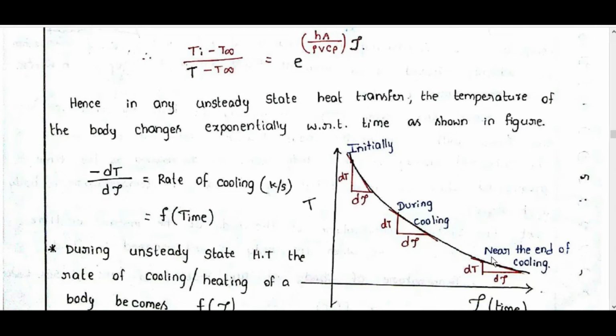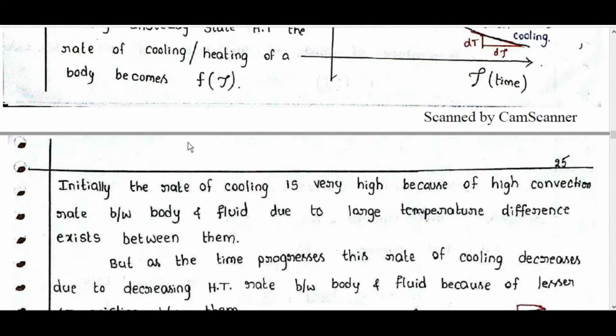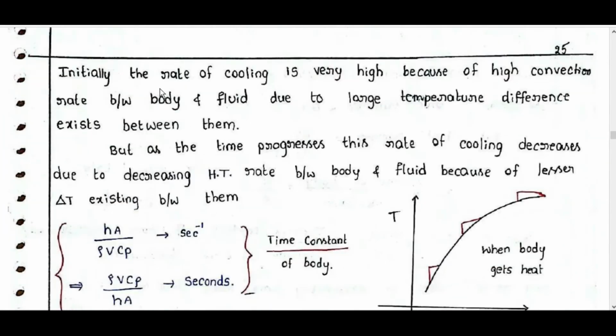Initially during cooling, and near the end of cooling, minus dT by d tau, the rate of cooling, is a function of time. During unsteady state heat transfer, the rate of cooling or heating of the body becomes a function of time. Initially the rate of cooling is very high because of the high convective rate between body and fluid, due to the large temperature difference between them. But as time progresses, this rate of cooling decreases, as the heat transfer rate between body and fluid becomes lesser, with a smaller delta T existing between them.